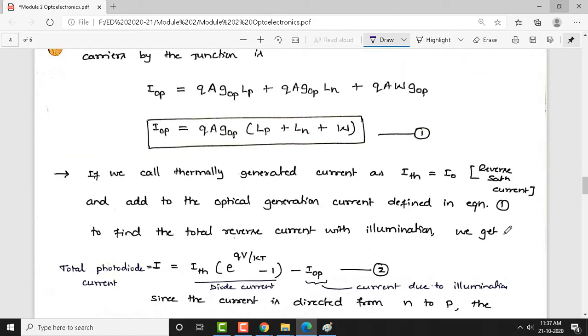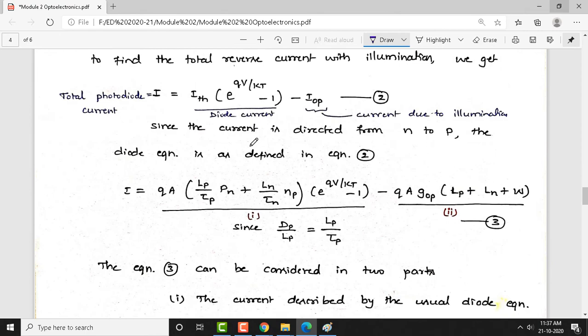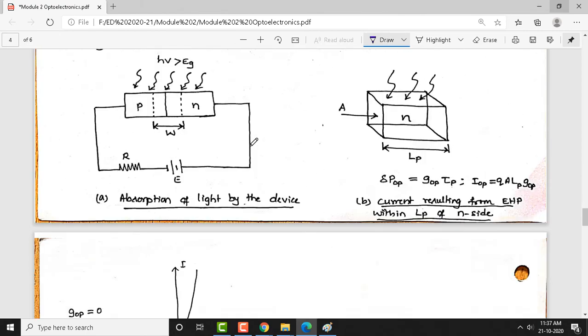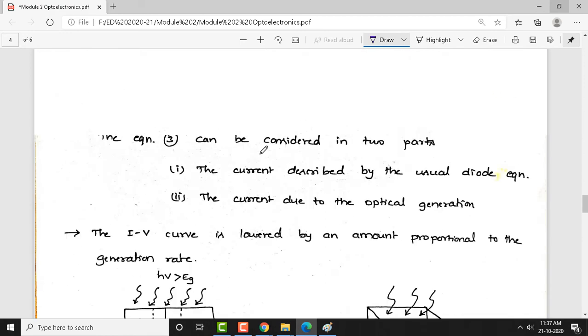Any questions about this so far? The same thing we have rewritten here, and you can go through all these equations. Any questions about this so far?